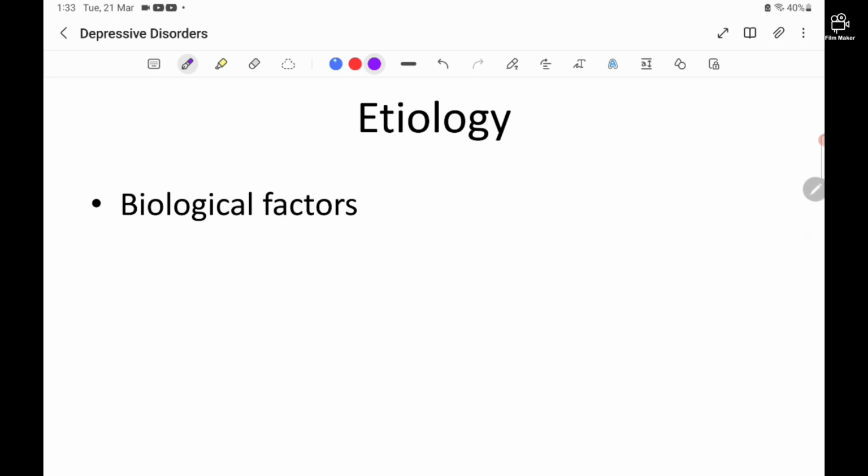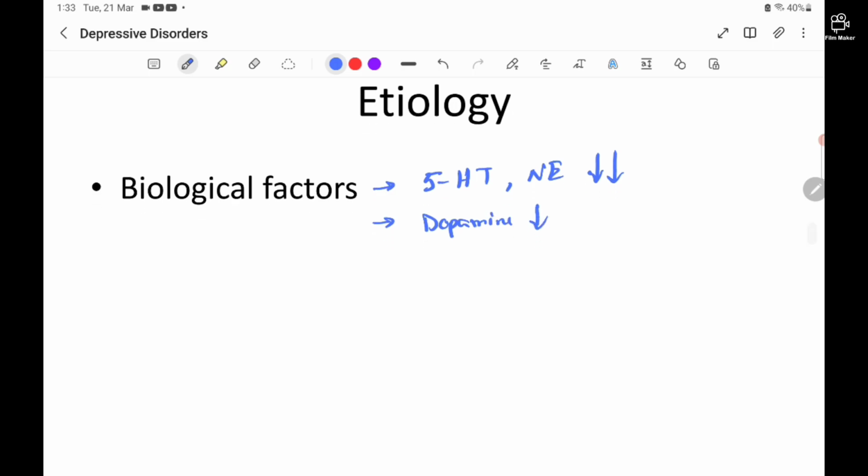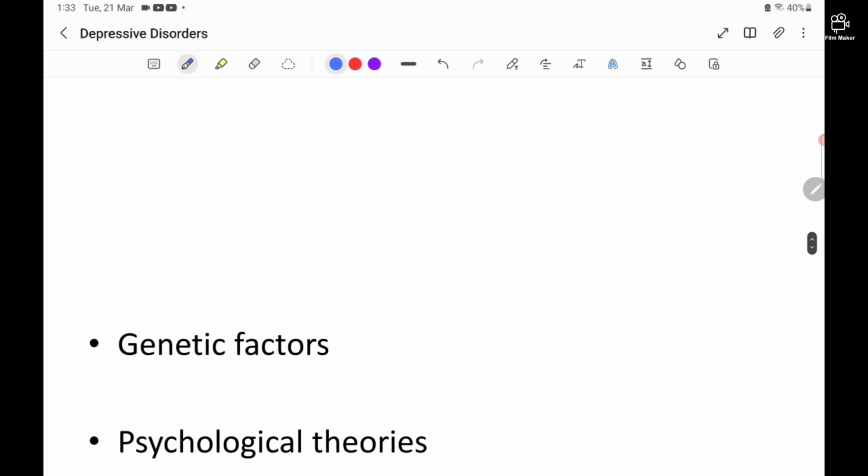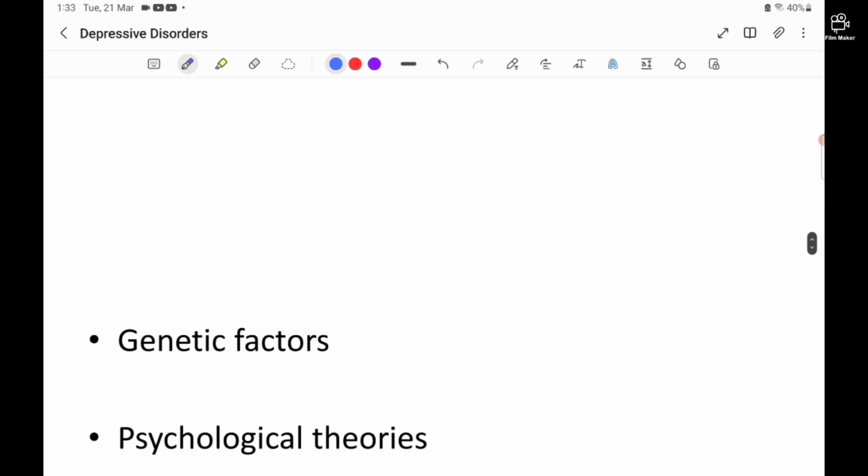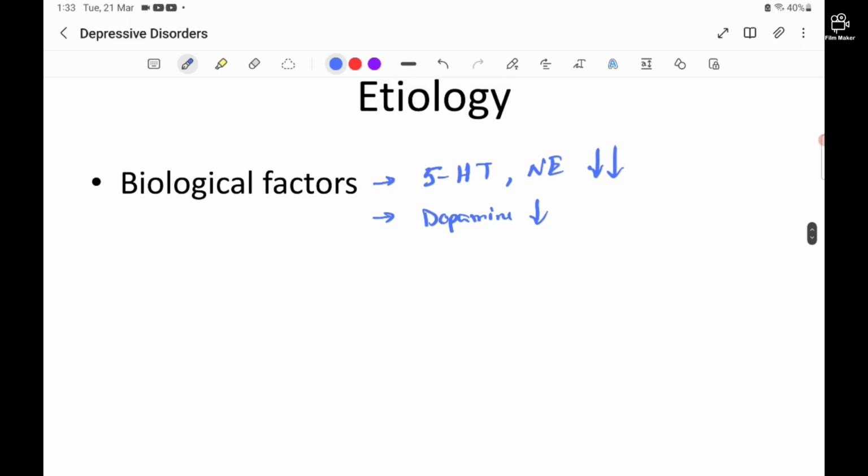So firstly, there are biological factors. The main thing is serotonin and norepinephrine. Serotonin and norepinephrine reduce drastically, and in some cases dopamine also reduces. Then there are genetic factors. No, apologies. These are still biological factors, the neurotransmitter factors, related to neurotransmitters.